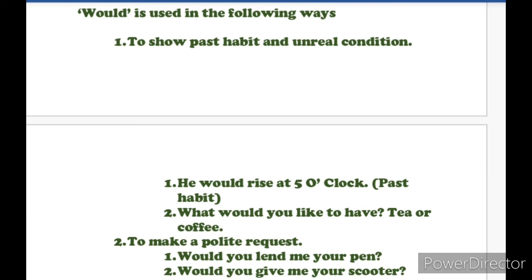Then second use of would is to make a polite request. It is a very humble form of the request. Would you give me your car for today? So here is a polite request.